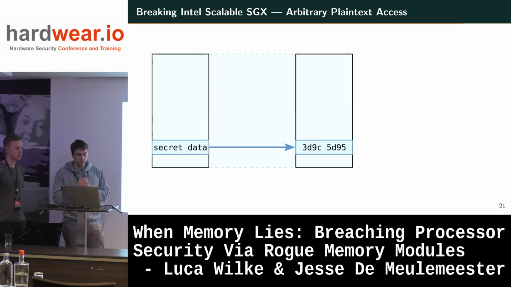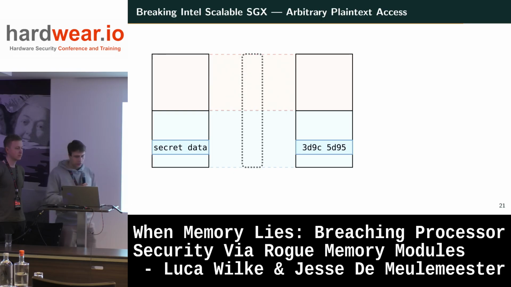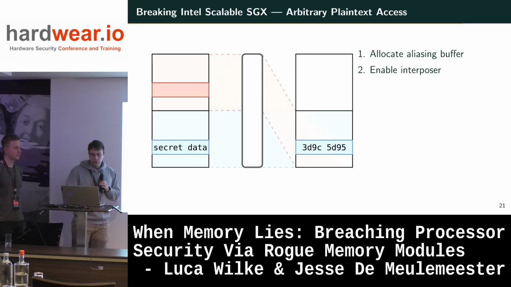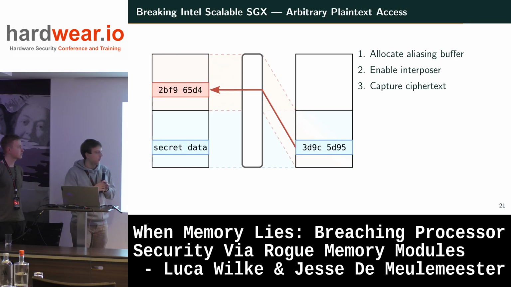To see how this works, let's walk through a small example. We have a victim VM that has some secret data that is stored to DRAM, and we then allocate some buffer to an aliasing address. Now, when we enable our interposer, we can redirect this read to the victim location and read out its ciphertext. Now, SGX uses address-based tweaks, so we don't actually see the plaintext yet. We just see some other ciphertext.